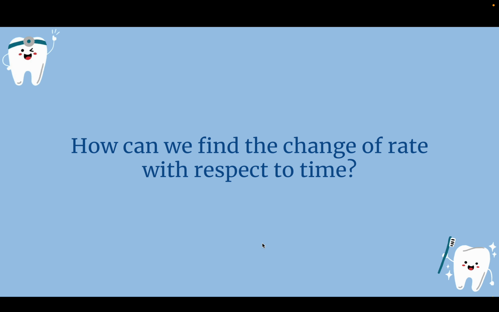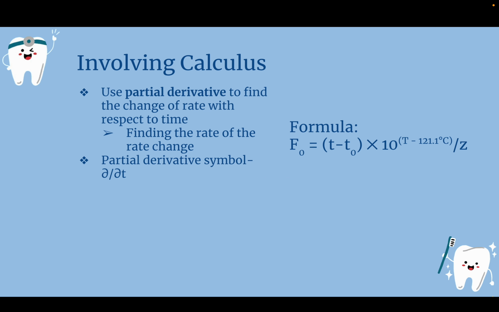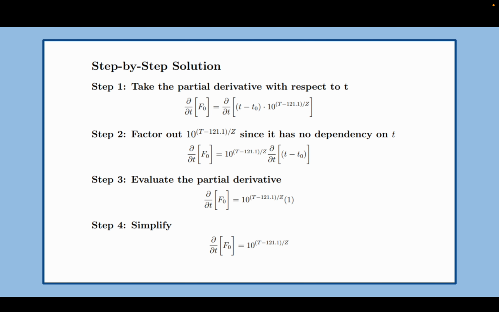Here are my notes. So lastly, how can we find the change of rate with respect to time? We can do this by using the partial derivative to find the change of rate with respect to time. And what we're doing is basically just finding the rate of change. It sounds a little confusing, but once we work it out, it will make more sense. So here's our step-by-step solution.